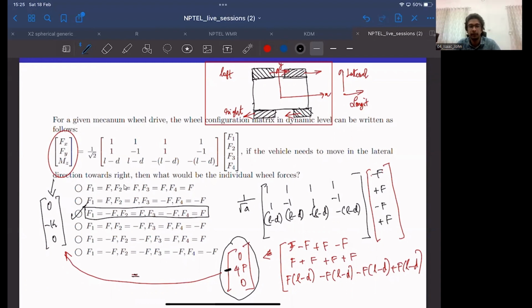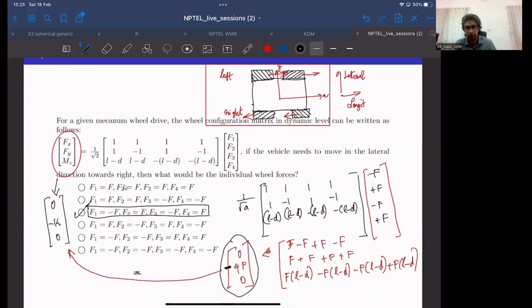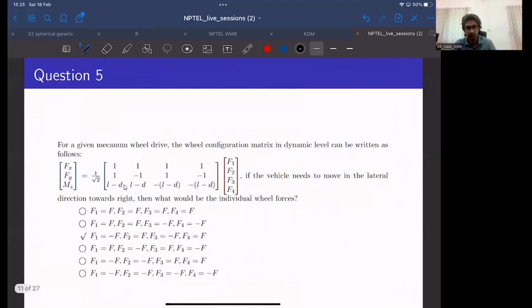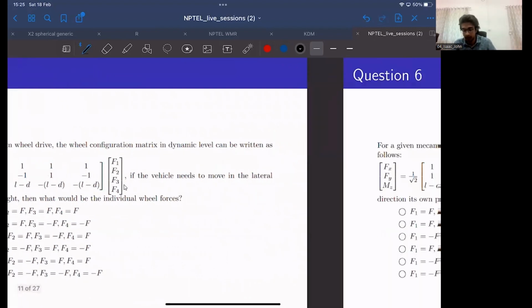Minus F plus F minus F plus F. The first wheel should be minus F. The second individual wheel force should be positive F. The third should be negative F, and the fourth should be positive F. So I hope that is clear as well. Option C, yes.